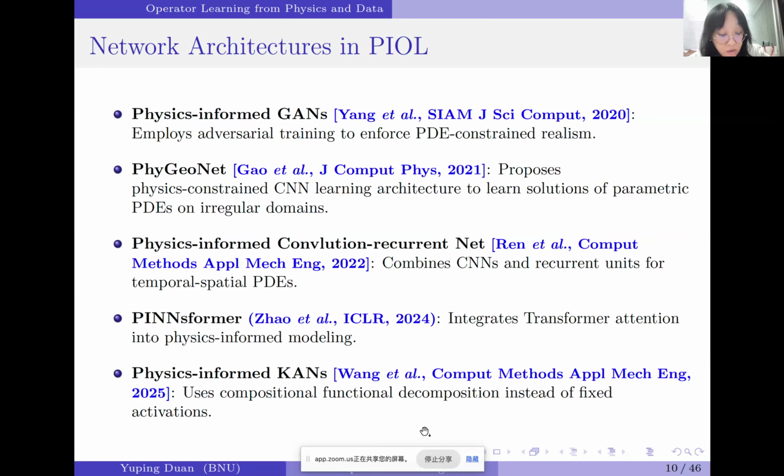Network architecture is also studied for physics-informed learning. Examples include GANs, CNNs, recurrent networks, transformers, and KANs. These architectures provide different ways to model spatial structure, temporal dynamics, and nonlinear behaviors.